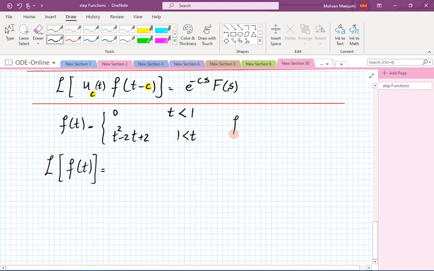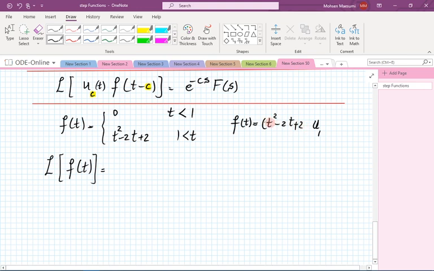Well, we learned the approach. First write it in the U notation, then apply that, and if it doesn't apply directly, adjust this to force it to match that. So f of t is 0 at the beginning, and at time 1, u1 is the only thing that applies here at time 1.